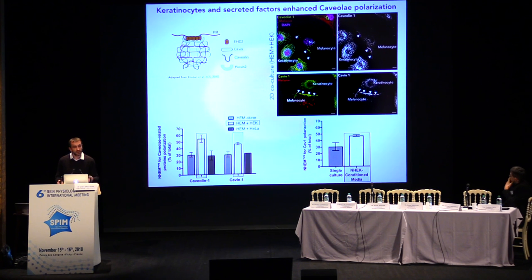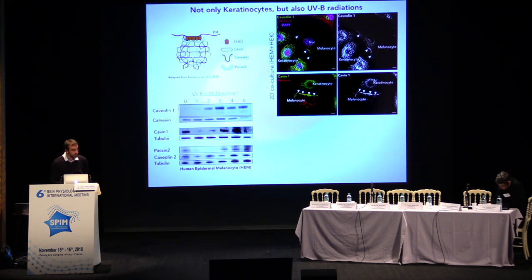Since the melanocyte can also be stimulated by other means, like for instance UVB, we decided to stimulate melanocytes with low doses of UVB. Here we monitored the expression level of all the caveoli-associated proteins, and their expression is increased over time, meaning very likely that the caveoli are much more formed and maintained at the level of melanocytes. So together, melanocytes can be stimulated by UV or keratinocytes, and this stimulation can maintain caveoli.